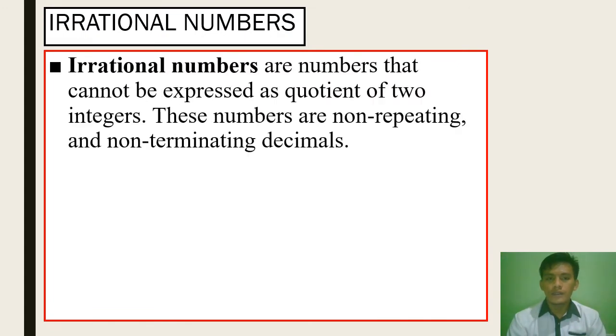Irrational numbers are numbers that cannot be expressed as a quotient of two integers. These numbers are non-repeating and non-terminating decimals. I hope you already know what non-repeating and non-terminating decimals are, because it is very useful in this discussion.